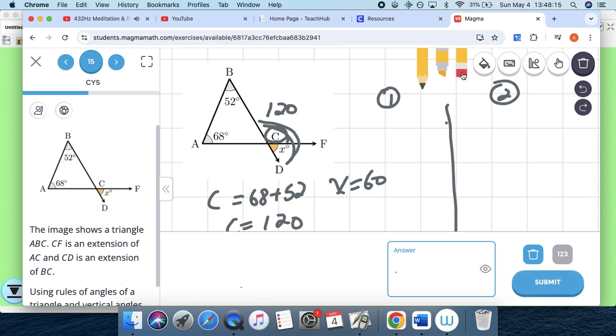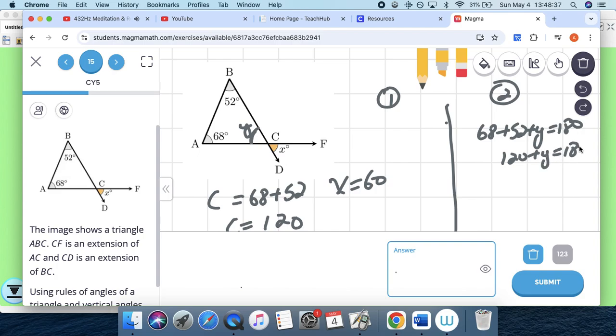You could have done that. If you don't remember that, you could have taken your time and said, hey, let me find this angle first. So that missing angle, and let's call this Y, by the way, is going to be 68 plus 52 plus angle Y equals 180. This is 120 plus Y equals 180, and you subtract 120 from each side, and you get Y equals 60.